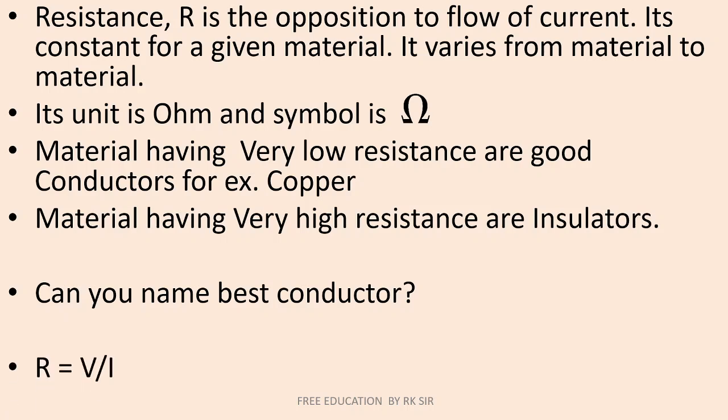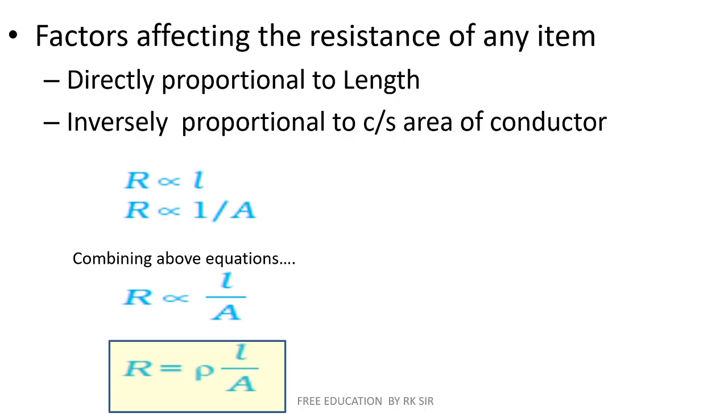Again I am reminding you, you will have to remember this equation, R is equal to V by I. Now, the factors affecting the resistance of any item. As I have already said, resistance is opposition to current. So the longer the conductor, the higher the resistance will be. Technically, we may say it is directly proportional to length. And if we provide a larger path, then it is inversely proportional to the cross-sectional area of the conductor.